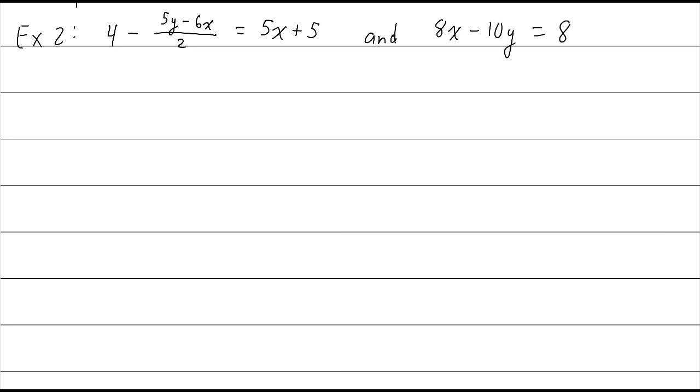All right, 4 minus 5y minus 6x over 2 equals 5x plus 5. Okay, that's my first equation. My second one, 8x minus 10y equals 8. All right, so here we go. That left one is ugly. All right, let's take care of it though.